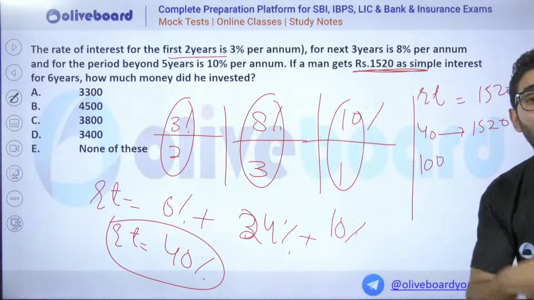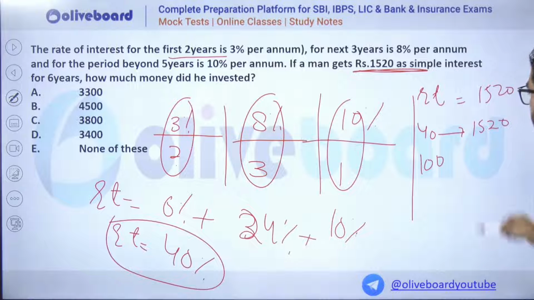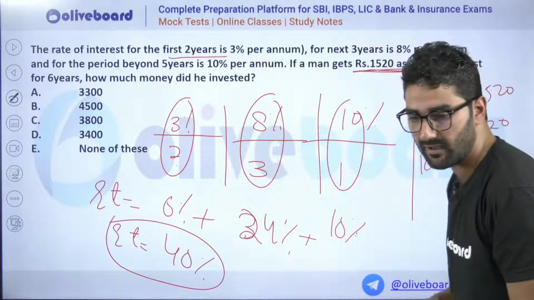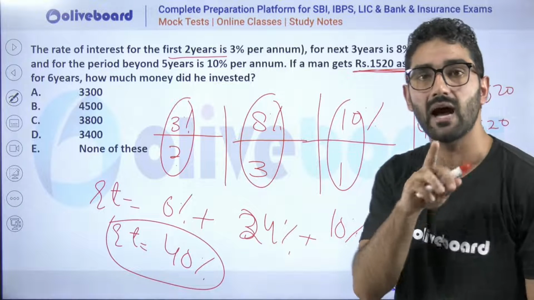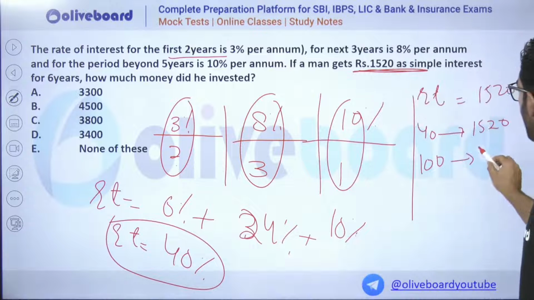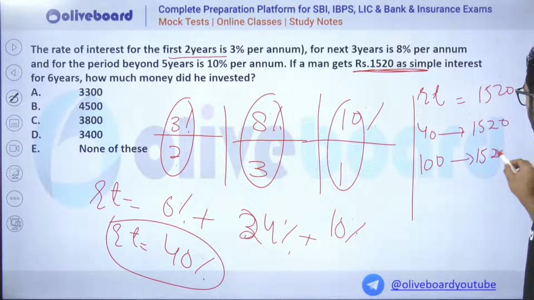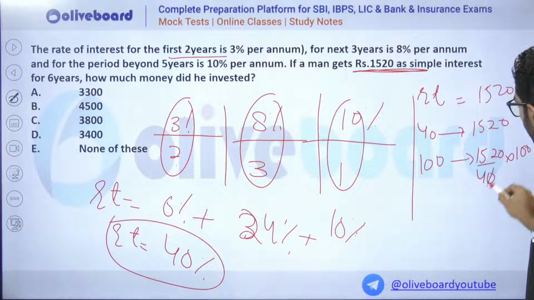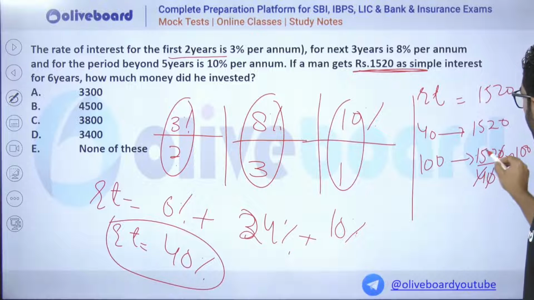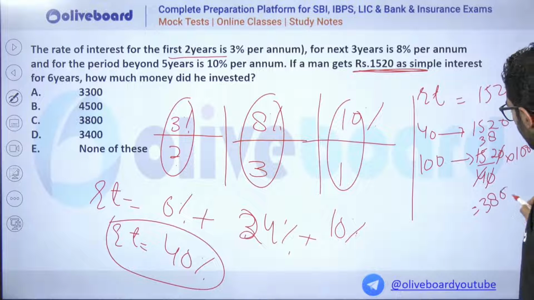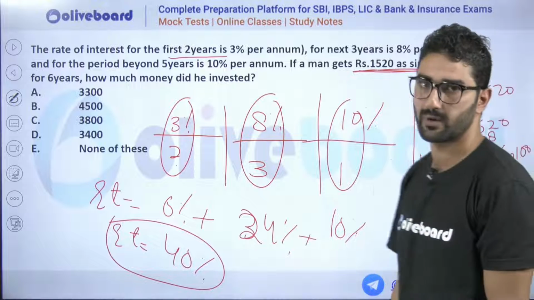Principal is always 100 percentile. What could be the possible value? Principal is nothing but always 100 percentile. So it will be how much? Sir, 1520 divided by 40 and multiplied by 100. So 3800 will be the calculated value of the principal.